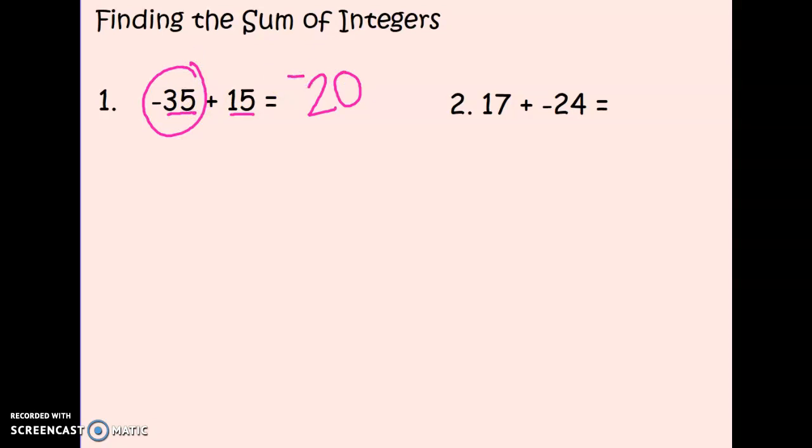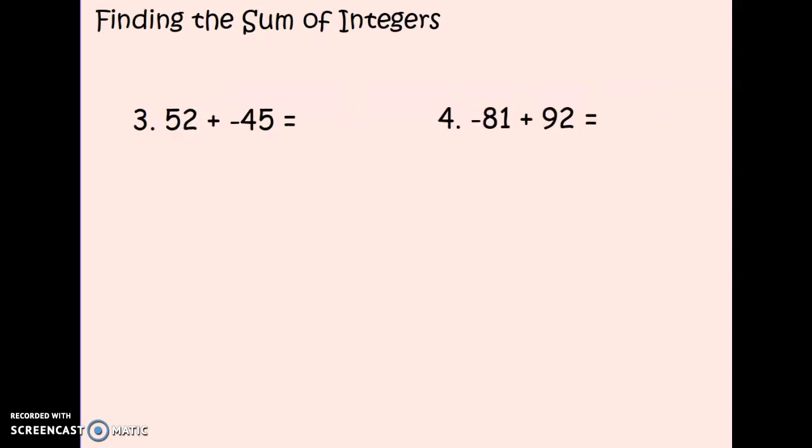Here's our next one. We've got 17 plus negative 24. So I'm subtracting those two numbers. 24 minus 17, always taking the bigger and subtracting the smaller. 24 minus 17 is 7. And because 24 is bigger, it stays a negative.